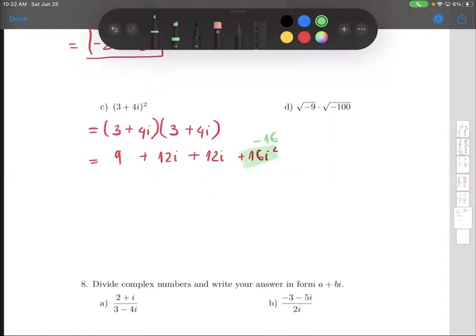Remember what I say? As soon as you see i squared, you change the sign of that number and then get rid of i squared. Right? 9 minus 16 is negative 7. 12i plus 12i is 24i.